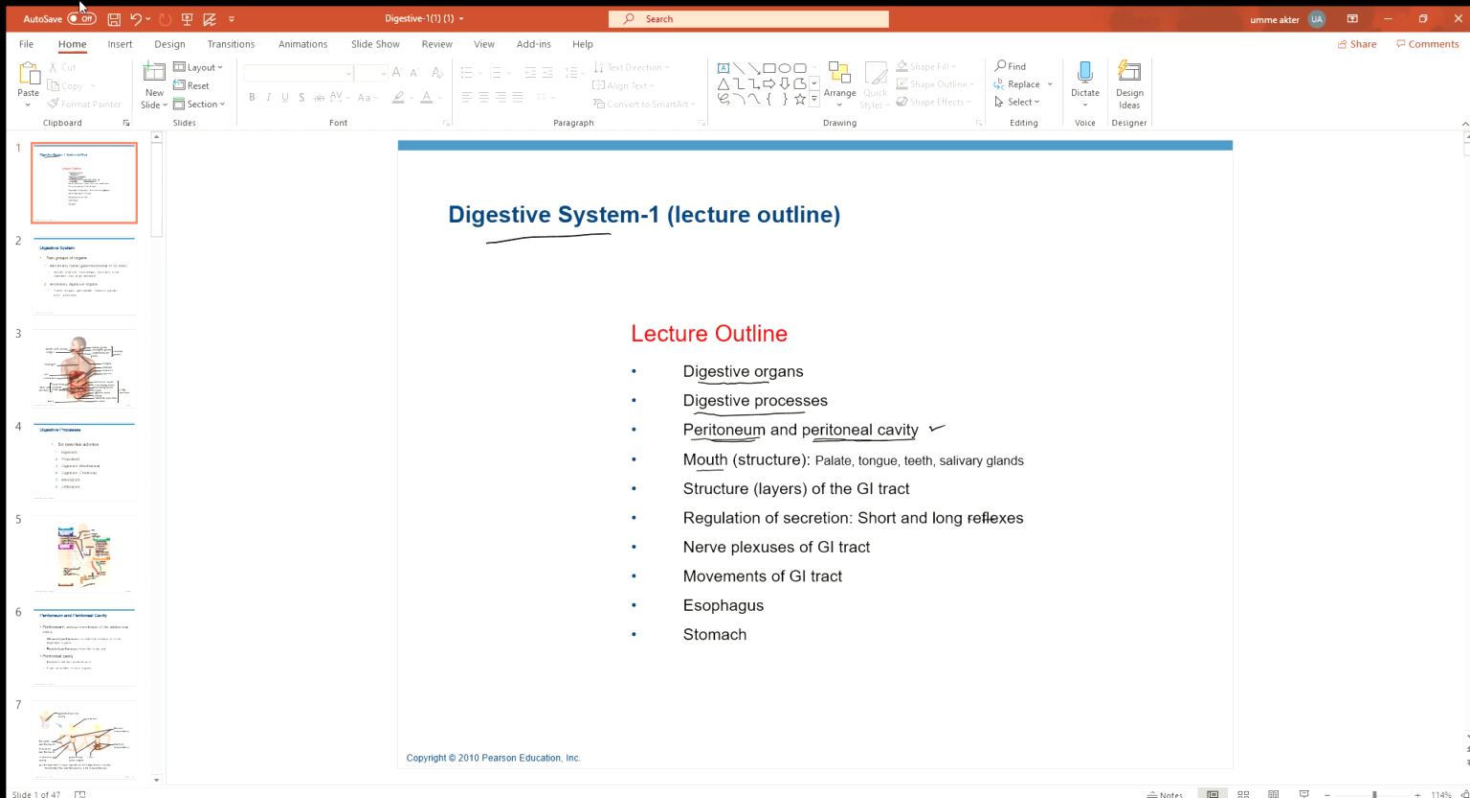We'll talk about the first organ, the uppermost structure of the digestive system, which is the mouth. We'll see the structures inside the mouth. Then we'll talk about the layers in the wall of the GI tract. Then we'll talk about the secretion, regulation of secretion in the digestive system. There are two types of regulation, short and long reflexes. So we'll talk about those reflexes that control the secretion. Then we'll talk about the nerve plexuses in the wall of the GI tract, different types of movements. Then we'll talk about other digestive organs.